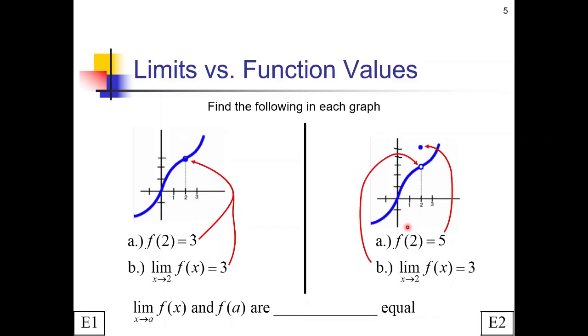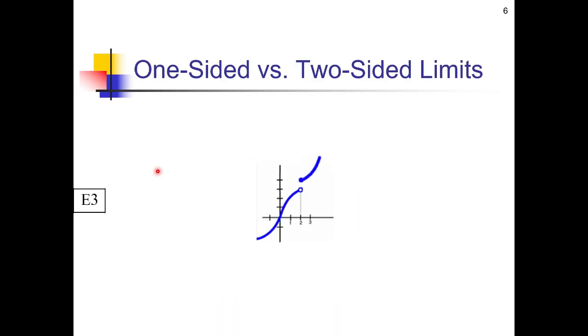So from this we see that although the function value and the limit can be the same number, they don't have to be. We could have a function value and a limit that are actually different. So we say that the limit and the function value f of a are sometimes equal, but not always. So for our next problem, we're going to take a look at this graph, and we're going to do so from the angle of something called a one-sided limit.